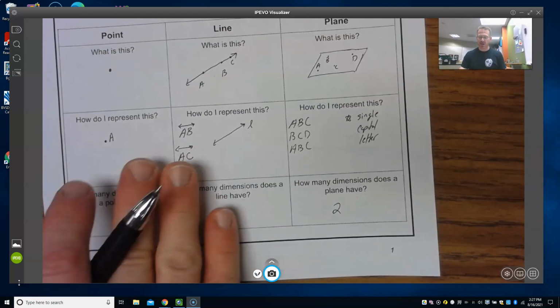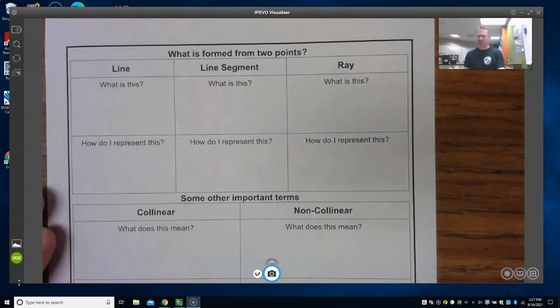So let's go ahead and flip the page here, and let's go through a few more terms. And so we've already talked about a line, right?